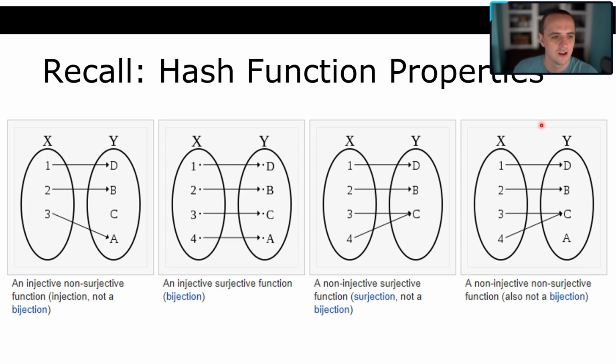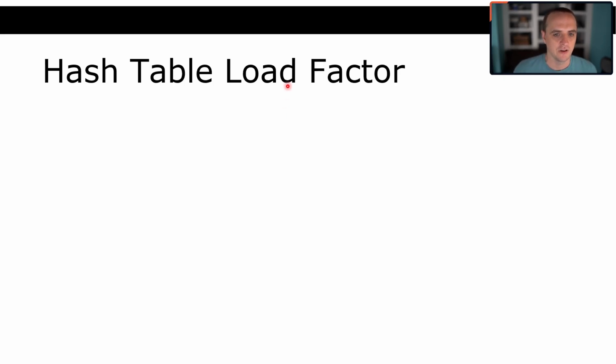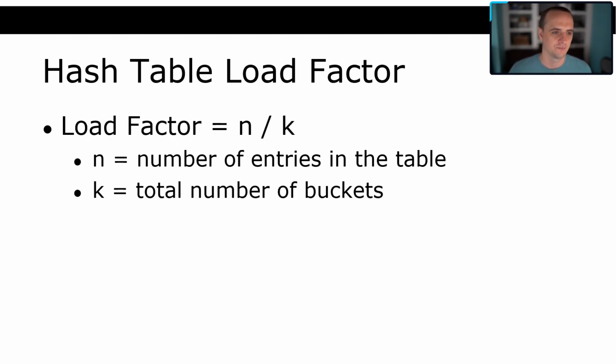All right, so let's recall really quickly these hash function properties that we looked at before, okay? So just put this here as a reminder slide on that. Because now we have to talk about the hash table load factor. This is a great exam question. So the load factor is equal to n over k. So n is the total number of entries in the table, and k is the total number of buckets.